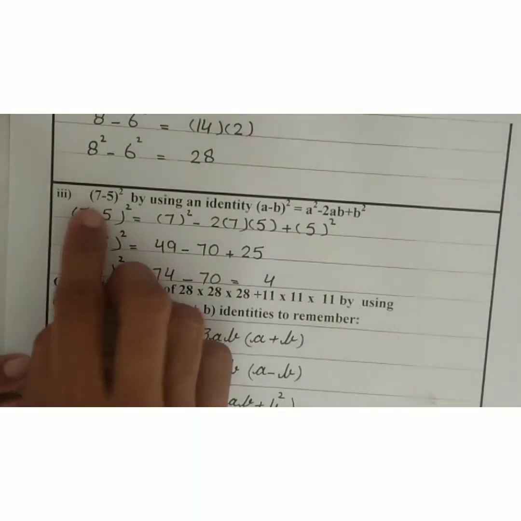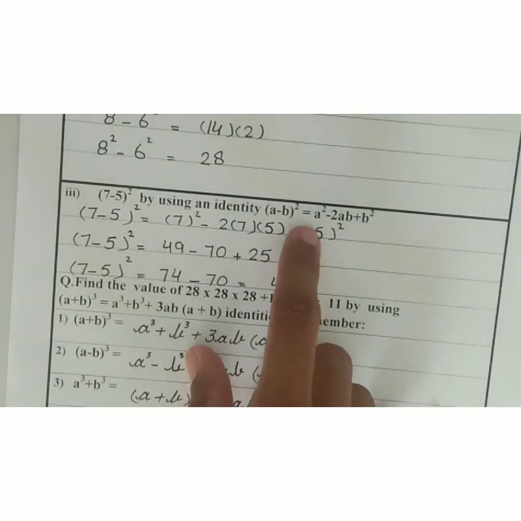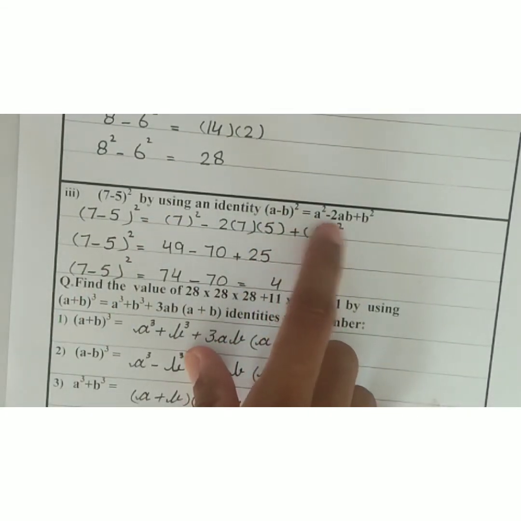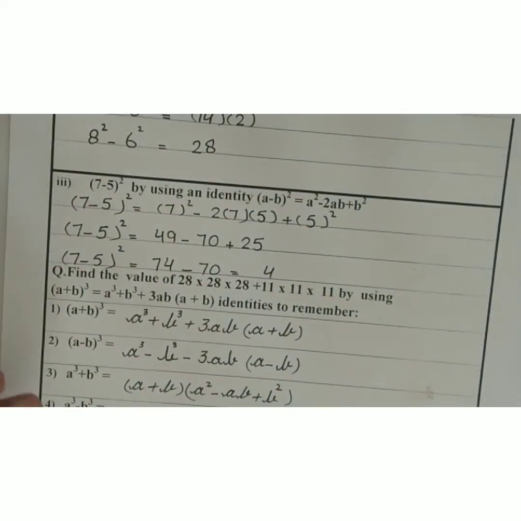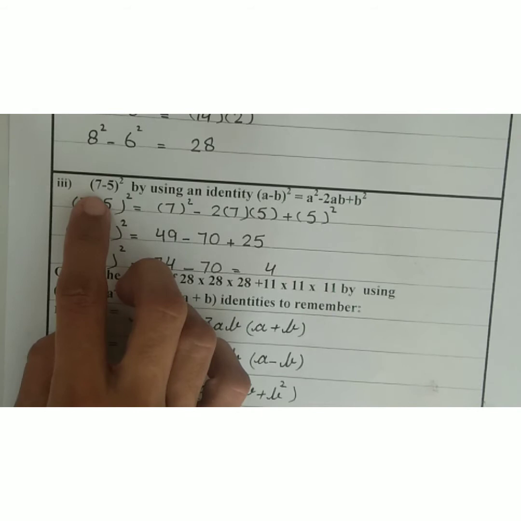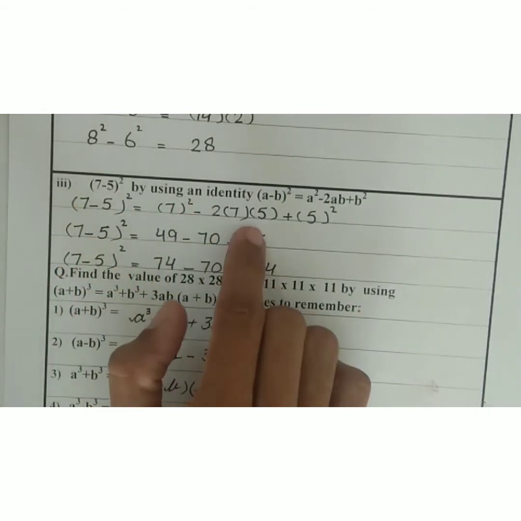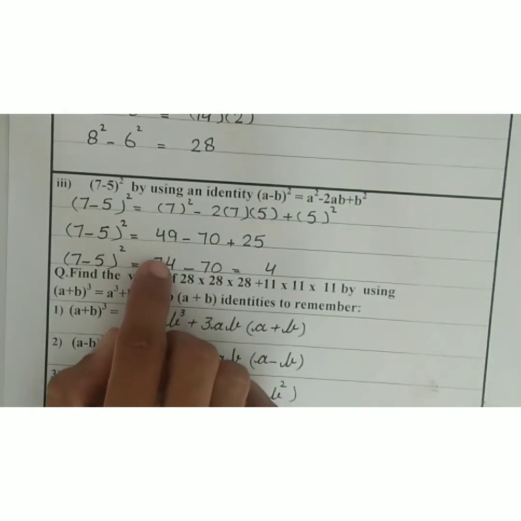Students, next we have a question, 7 minus 5 whole square. We have to solve it also by using an identity. Students, there is an identity, apply it on this. Here 7 is a and 5 is b. Students, a square minus 2ab plus b square. Now solve it.